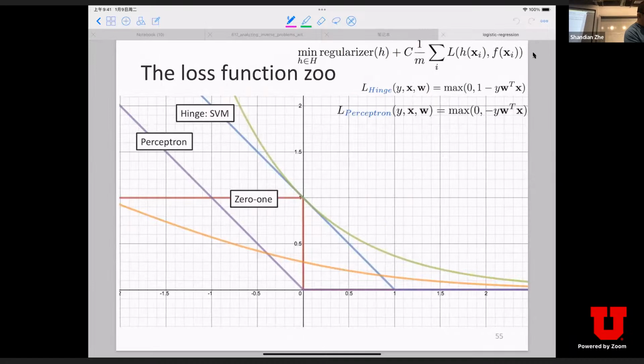And if you take a look at the perceptron loss, you see that it is actually just moving the hinge loss toward the left. It sounds reasonable, right? Because at least half of it is the same as the 0-1 loss. It only makes the penalty when you make a wrong prediction. And if you make a correct prediction, it doesn't have any penalty.